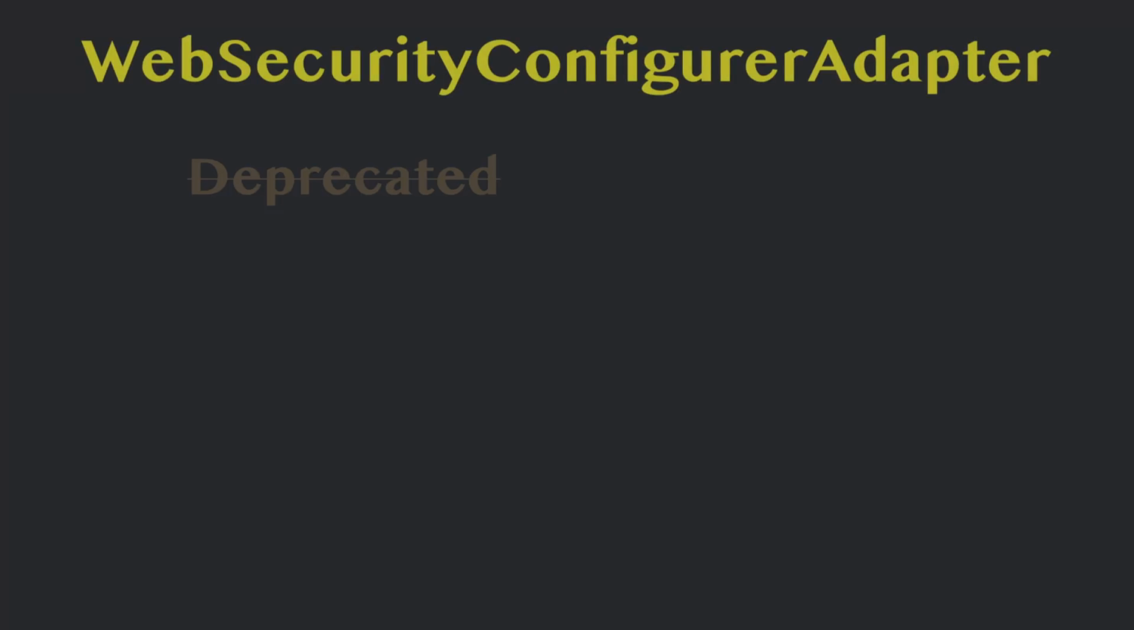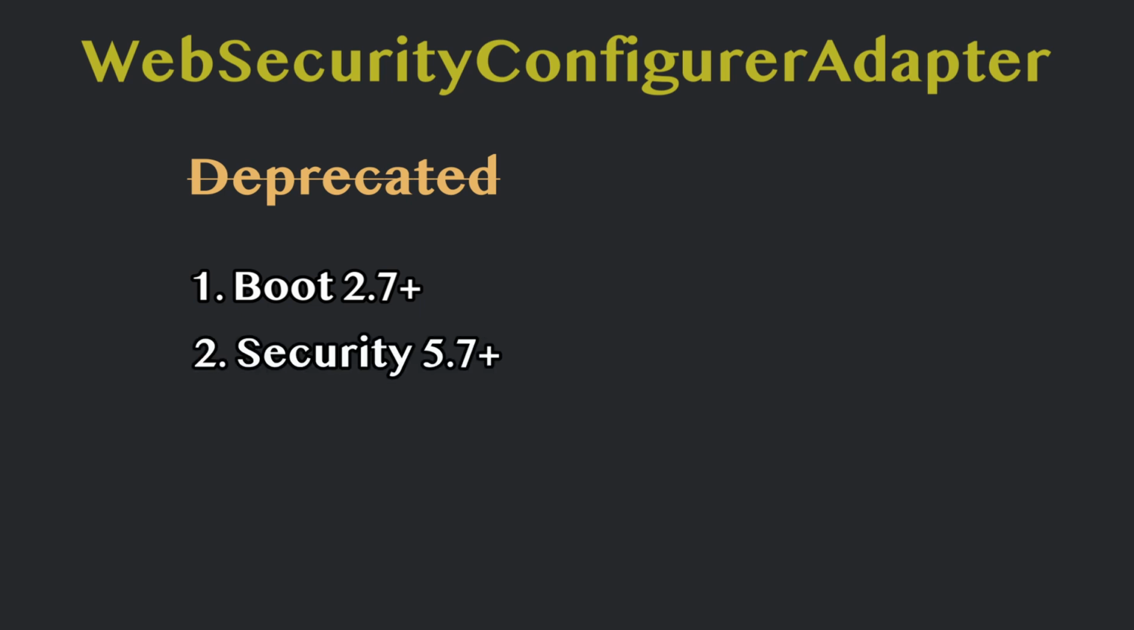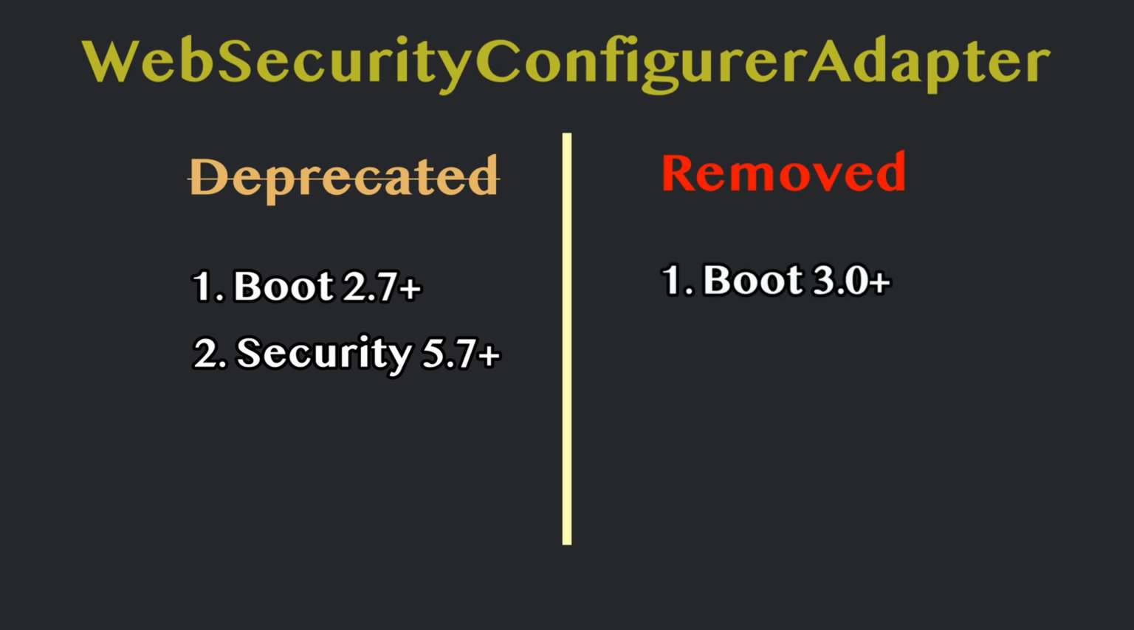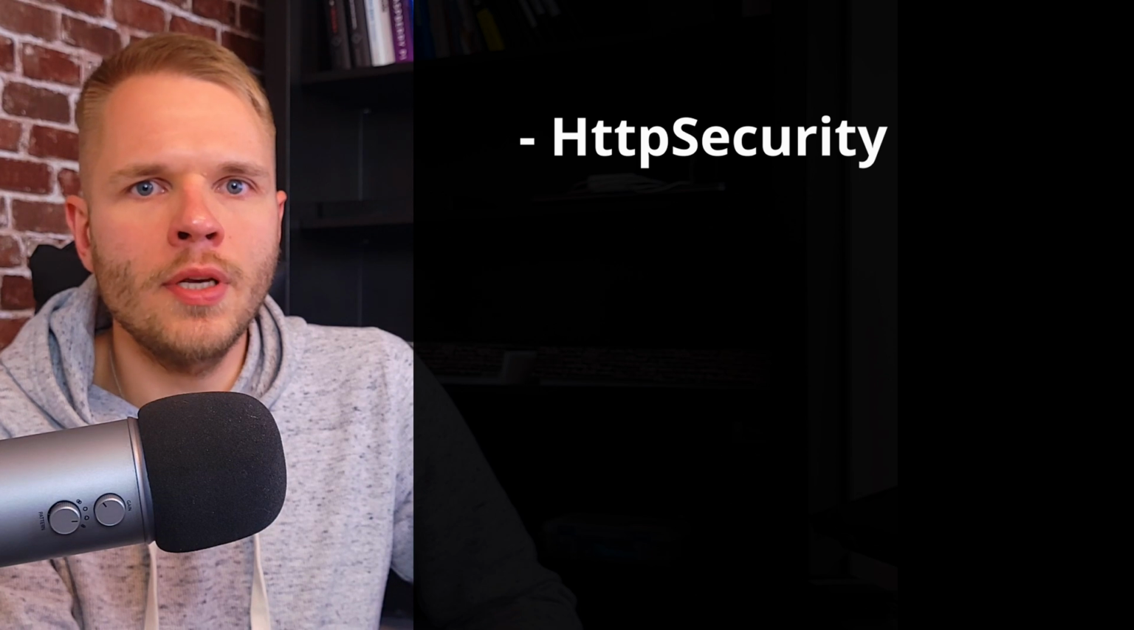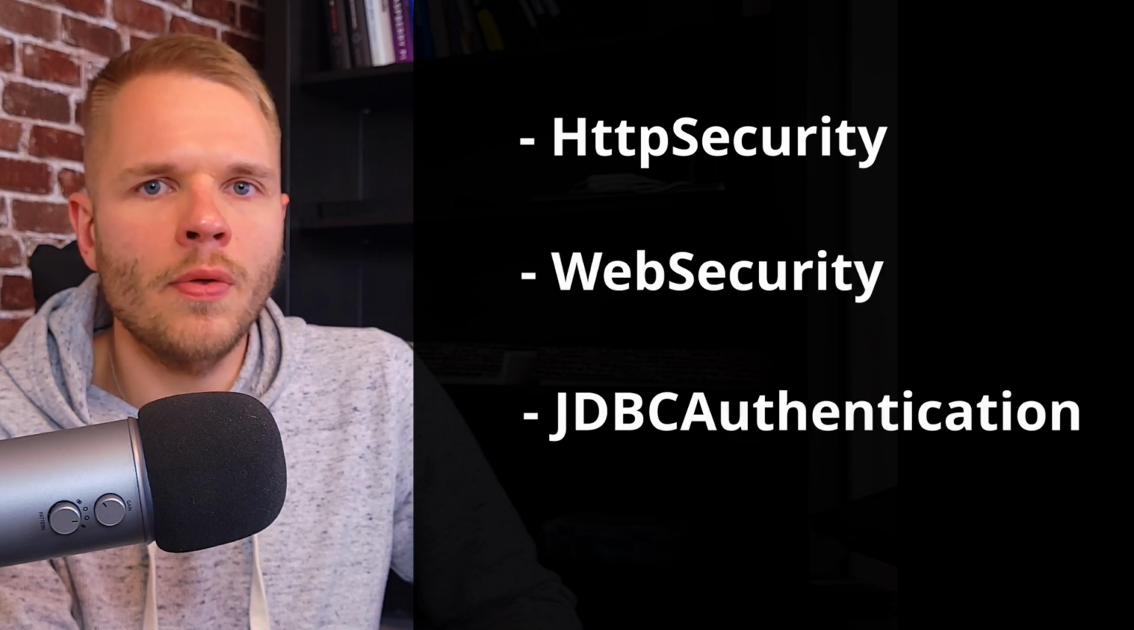But before we get to the code, let me show you which versions are affected. The WebSecurityConfigurerAdapter was deprecated in Spring Boot version starting from 2.7 and Spring Security version starting from 5.7. It is completely removed, however, in the Spring Boot version starting from 3.0 and the Spring Security version starting from 6.0. Now, since we got the version business out of the way, let's jump into the code editor to do some refactoring. We will look at how to update HttpSecurity, WebSecurity, and JdbcAuthentication.